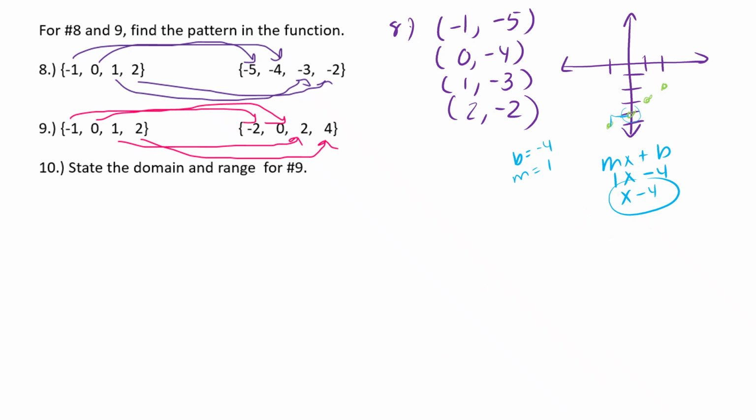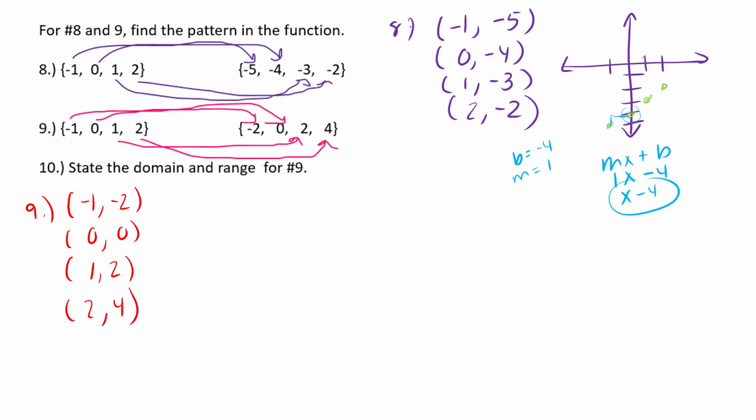All right, number 9. Okay, doing the same thing. So -1 looks like we're going to -2. 0 is mapping to 0. 1 is mapping to 2, and 2 is mapping to 4.